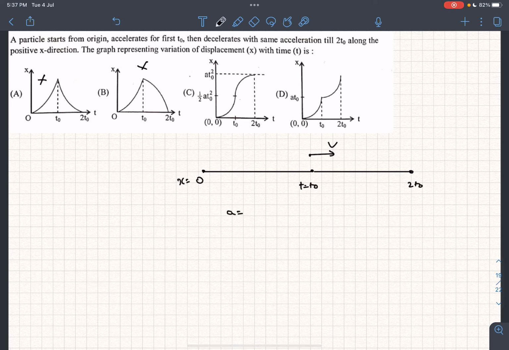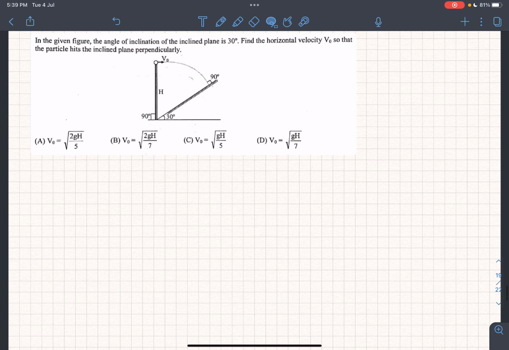As we know, the acceleration is dv by dt, and velocity is the slope of the x-t curve, right? So as you can see, the slope in this part is increasing, and after this point the slope is decreasing. So option C will be the right answer. In this case, the slope is increasing, and here also it is increasing, so this would be the wrong answer. Or you can also do it by checking the concavity of the curve.